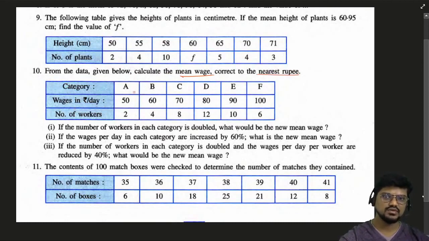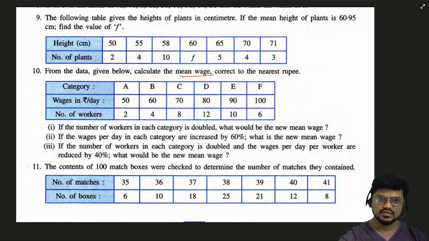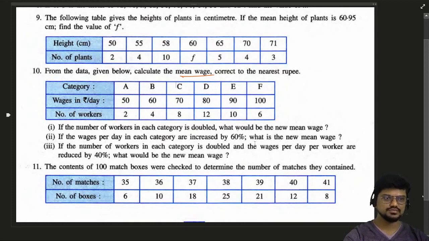Now they have given wages A, B, C, D. This category will be of no use. They have given the wages, and these are the number of workers. The same content. Over here also, 100 match boxes were checked to determine their contents, and it's the same thing. Only one different thing is there, which is the quartile, the first quartile, second quartile and so on. That is not there in CBSE, so that will be taught separately to the ICSE students. Otherwise, everything is the same.